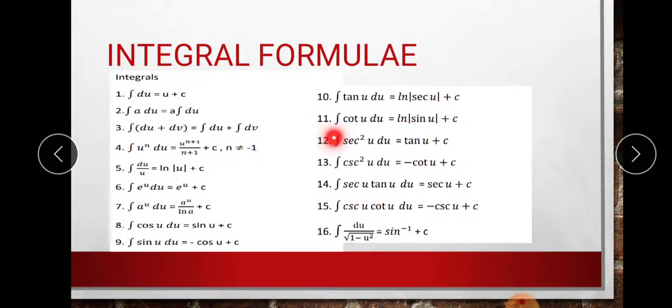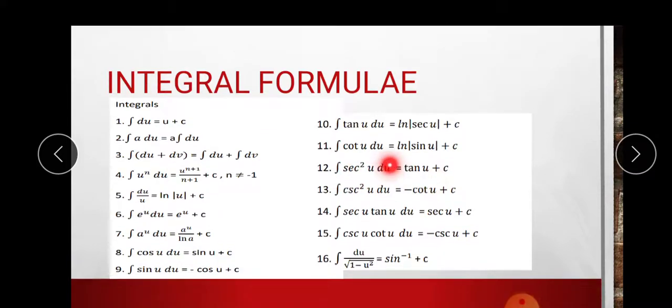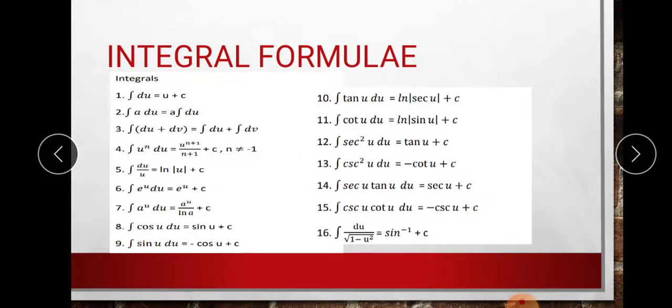Number 11, the integral of cot u du equals ln the absolute of sine u plus c. Number 12, the integral of secant squared u du equals tan u plus c. Number 13, the integral of csc squared u du equals negative cot u plus c. Number 14, the integral of secant u tangent u du equals secant u plus c.